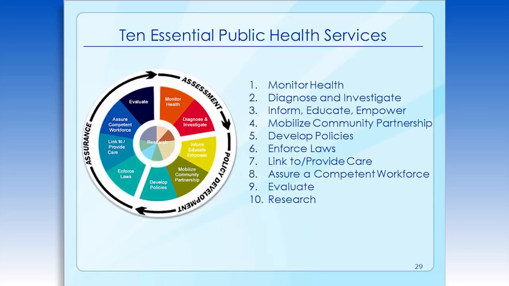The essential services of enforcing laws, linking to care, assuring a competent workforce, and evaluation, they fall under that core function of assurance on the left side of the circle. And you'll recall that assurance is ensuring provision of services to those who need them. Now you'll note in the middle of this graph, there's research. So research is in the middle of all of these core functions and essential services because it's continually informing everything.